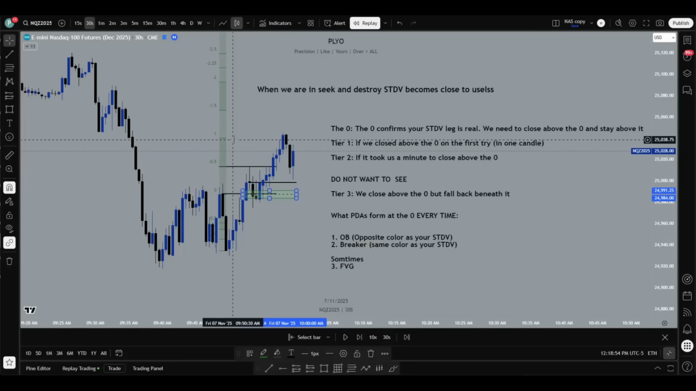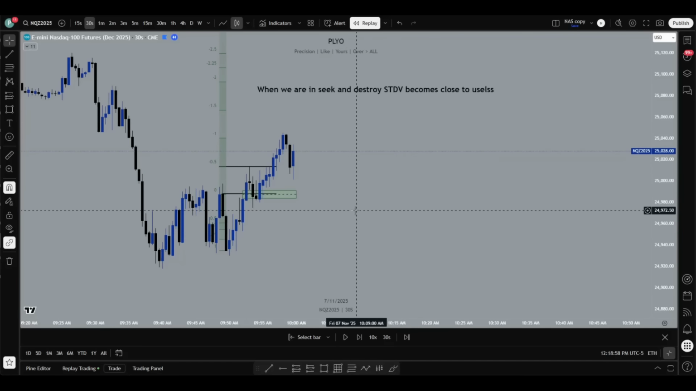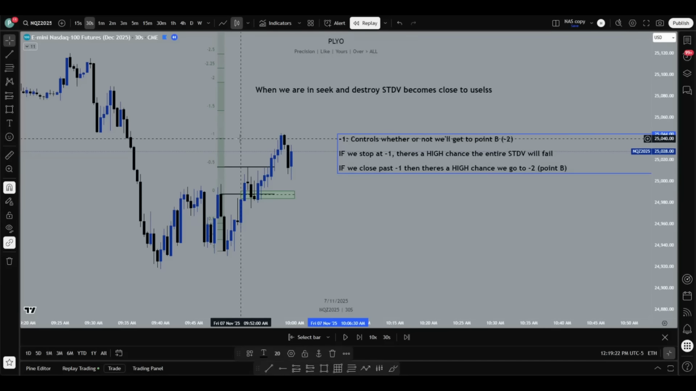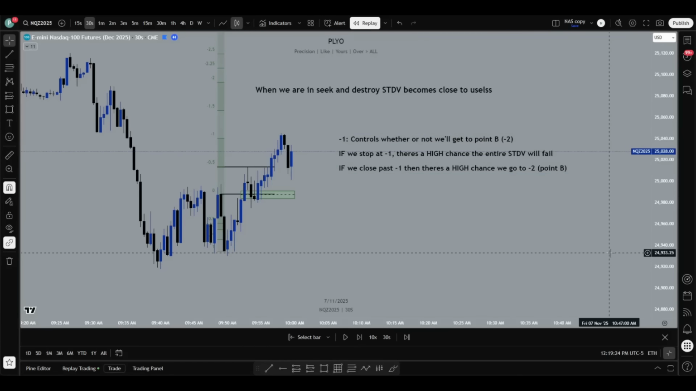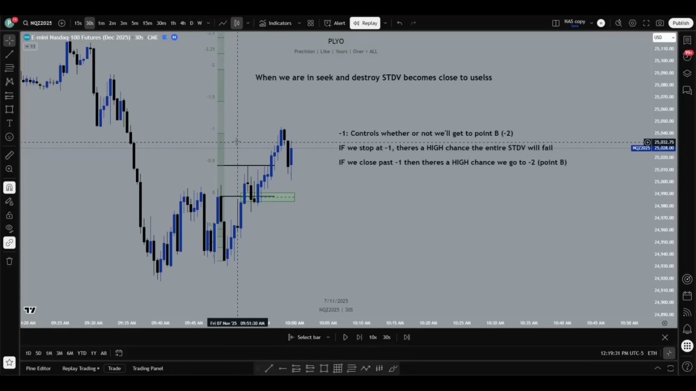and then we stop. Look at that. We do not close above the -1. Now let me bring back the stuff about -1 here. So remember, if we stop at the -1, there's a very high chance our standard deviation is going to fail the entire thing. And we basically hit -1. I'm just going to mark a line out right here at -1. You can see we didn't close. We close above it. One candle. This next 2 candles are bearish, or they're starting to be bearish.